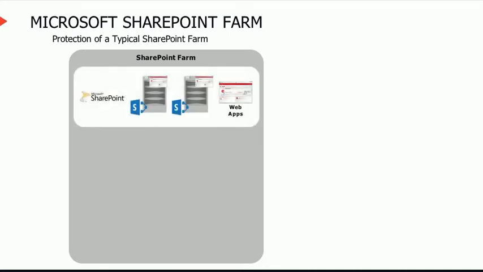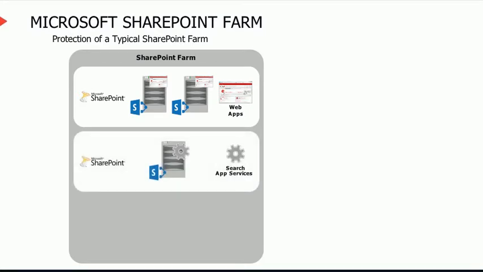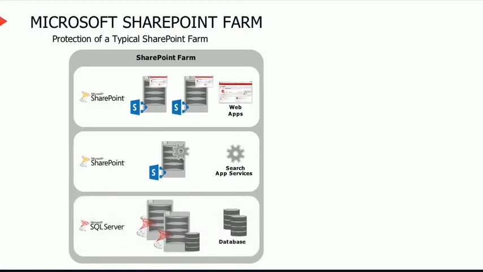The first layer is comprised of web applications. The second houses search and other application services. The third layer consists of SQL servers, which may be clustered.